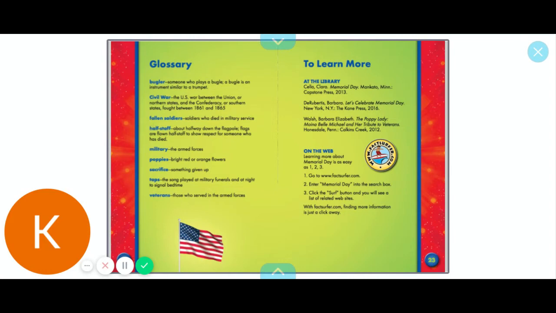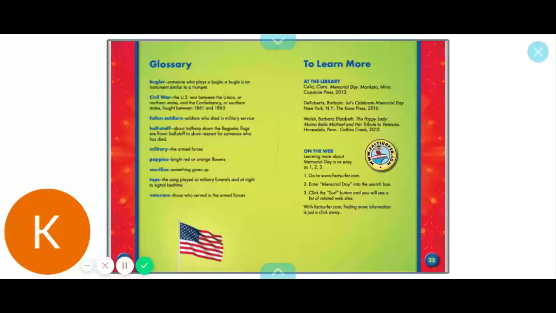Fallen soldiers are soldiers who died in military service. Half staff, about halfway down the flagpole. Flags are flown half staff to show respect for someone who has died. And if you're driving around town and you see a flagpole, you can look and see if the flag is at the top, it would be at full staff. If the flag is about halfway down the flagpole, that means it's flying at half staff.